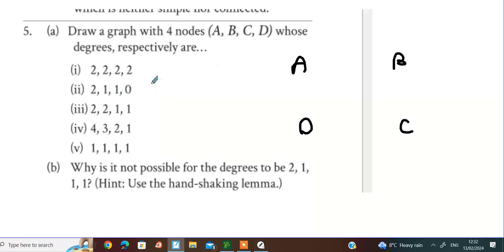Question 2, 2, 1, 1, 0. So D is going to be 0, A is 2, B is 1, C is 1. So I think I'll just do it like this. A to B, just that. Right? Done. Next one.